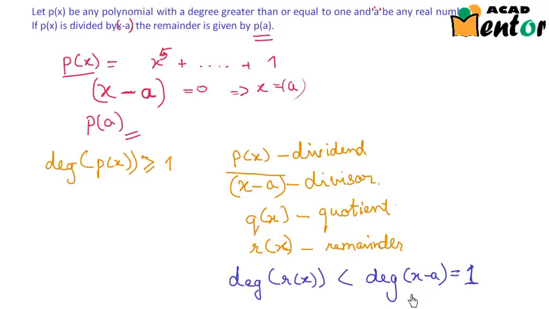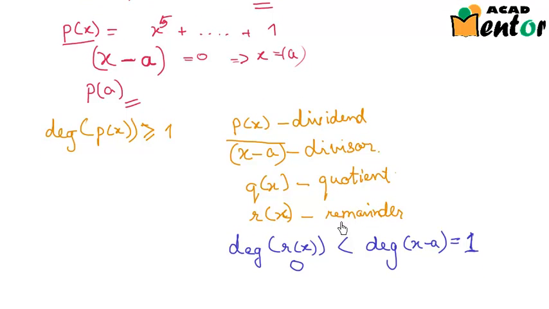Correct? So the degree of x minus a is 1, and the degree of r of x, or the degree of the remainder, should be less than 1. And what is the degree which is less than 1 and is also a whole number? Yes, it's 0. So the degree of the remainder is 0. That just means that the remainder is nothing but a constant, right? When the degree is 0 for a polynomial, the polynomial is a constant polynomial. So instead of r of x, I can just say that the remainder, or r of x, would be nothing but another constant, say r.